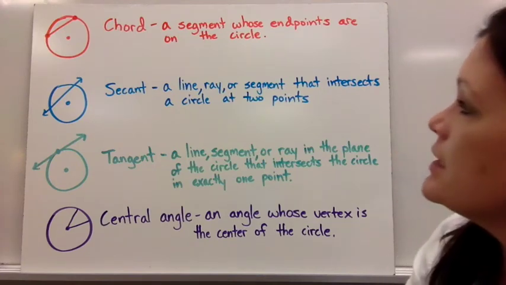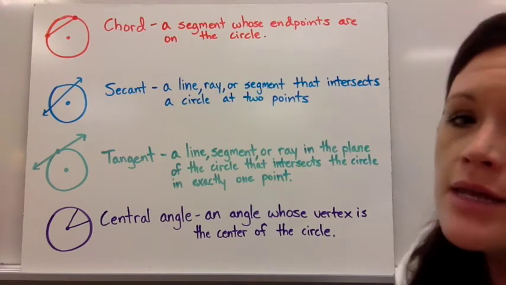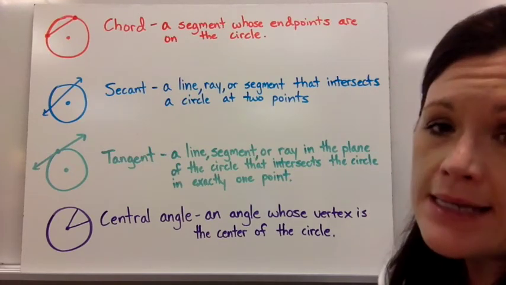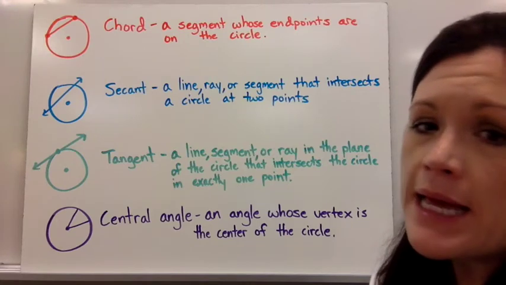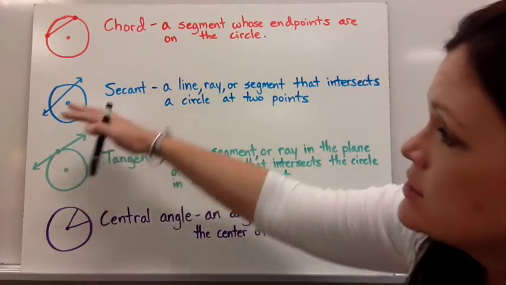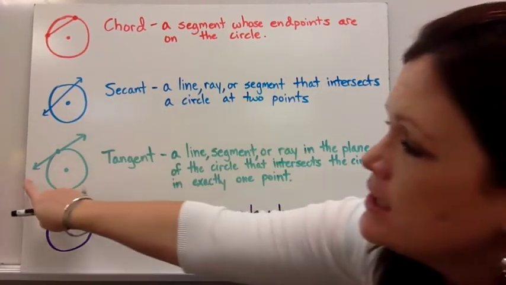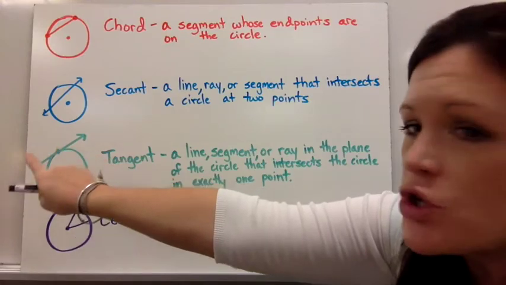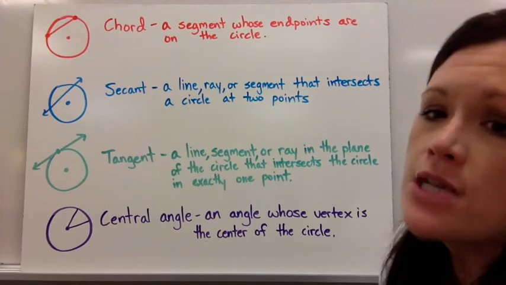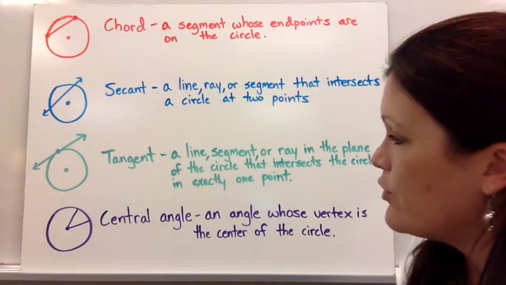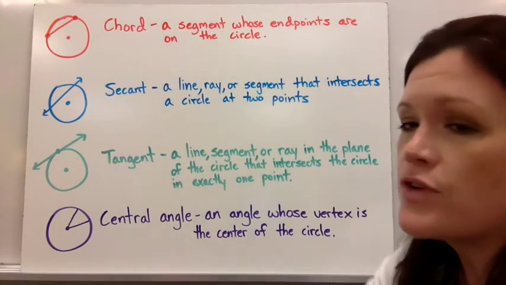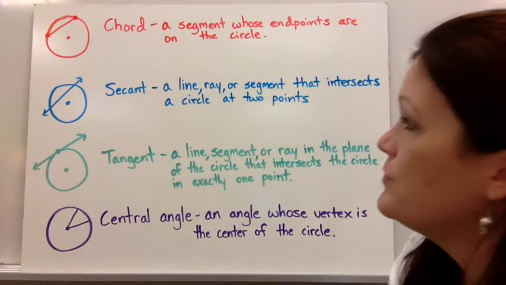A secant could be a line, ray, or segment that intersects a circle at 2 points. A tangent is a line, segment, or ray in the plane of the circle that intersects that circle in exactly 1 point. So the difference between secant and tangent is that a tangent just skims the side of the circle and touches it in that 1 point, where a secant goes through the circle and touches it at 2 points. So they are different in that way. And then a central angle is when you have an angle whose vertex is at the center of your circle.